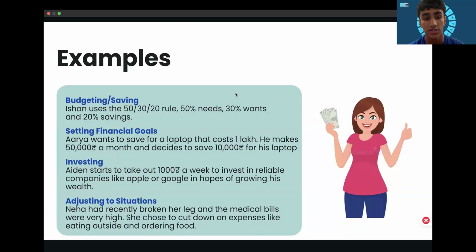And lastly, adjusting to situations. Neha had recently broken her leg and the medical bills were very high. She chose to cut down on expenses like eating outside or ordering food. Just expenses that you don't really need. You can make the food at home for much cheaper, and she had hurt her leg, so she had to adjust to the situation.